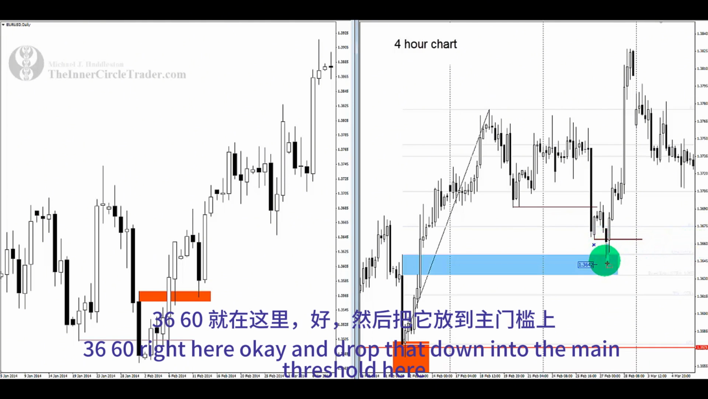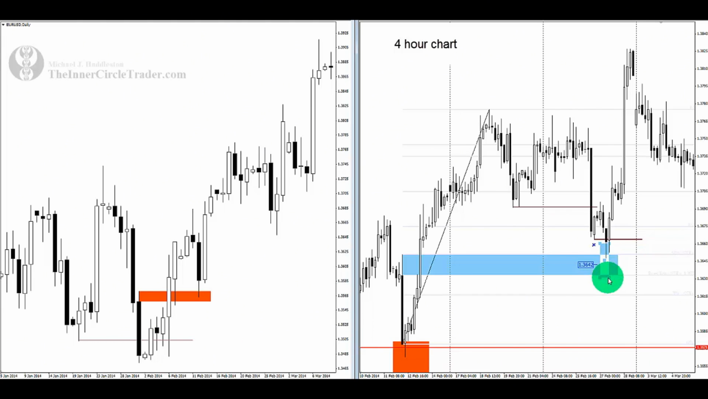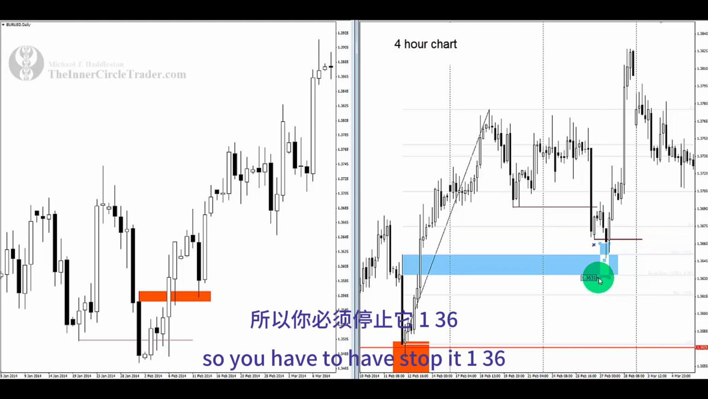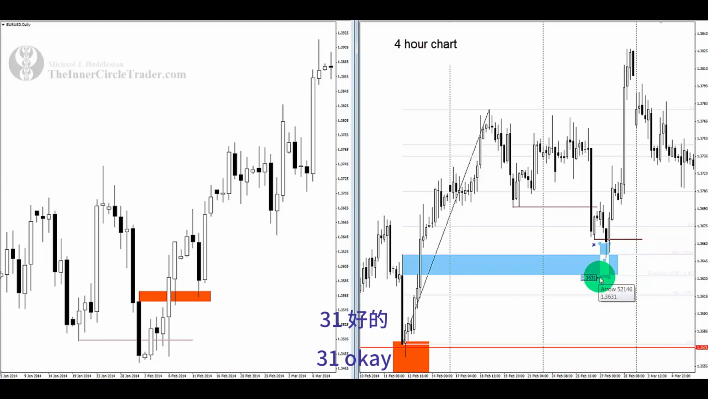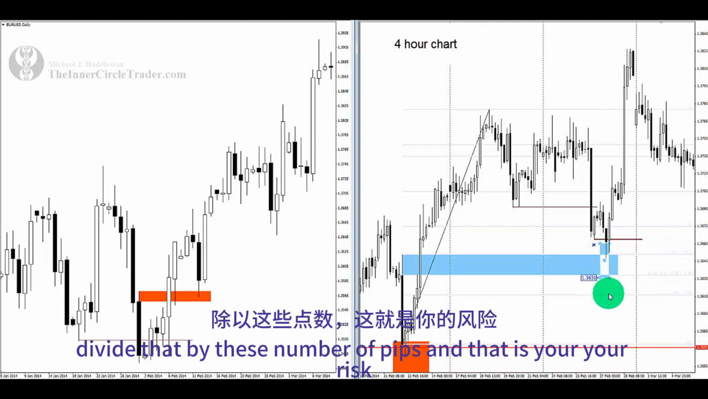And drop that down into the mean threshold here. So you're going to have to go 10 pips below that. So 29 pips right there. That would be your mean threshold, and 10 pips below it. So you have to have a stop at 136.31. So just take whatever amount of risk that you're willing to assume, divide that by these number of pips, and that is your risk.